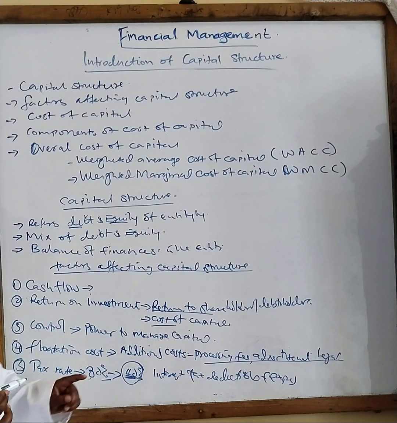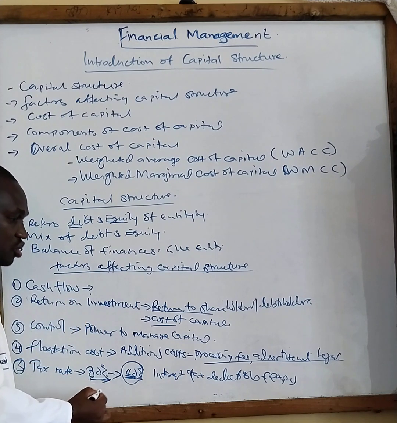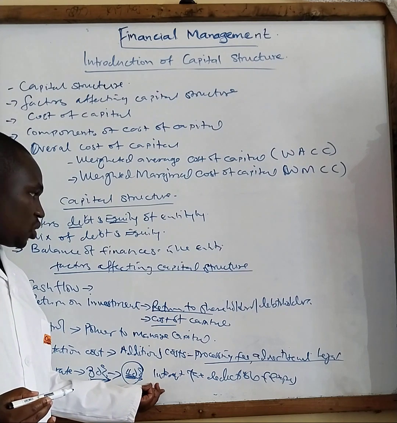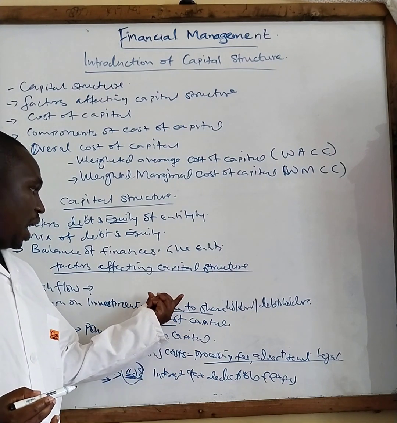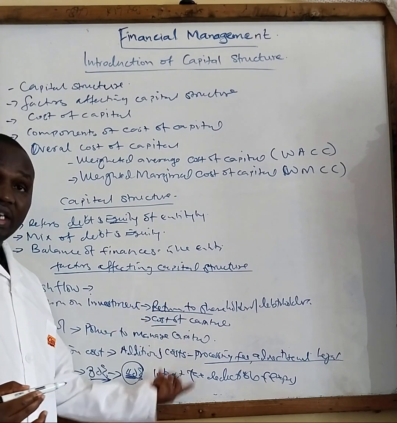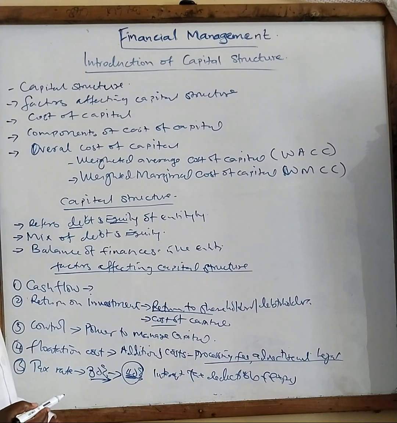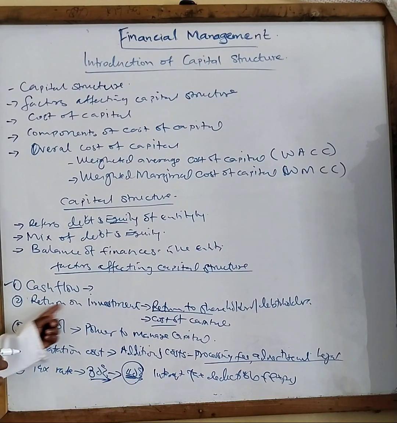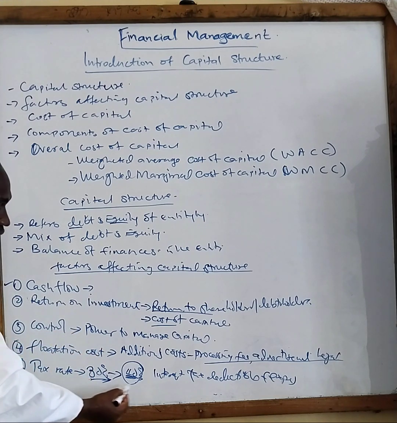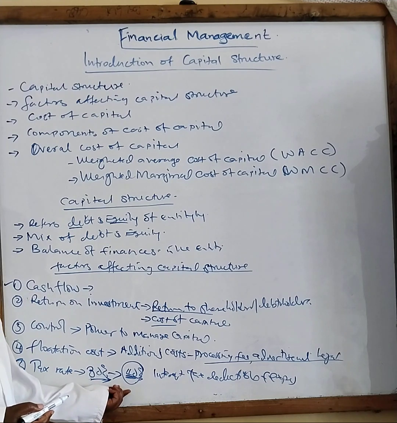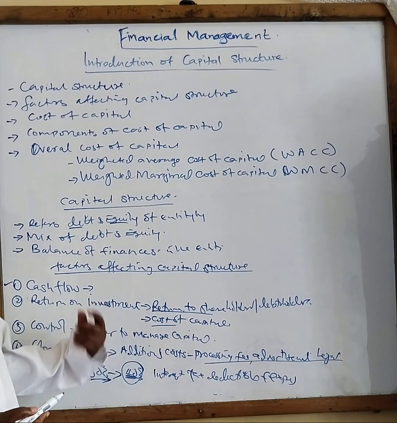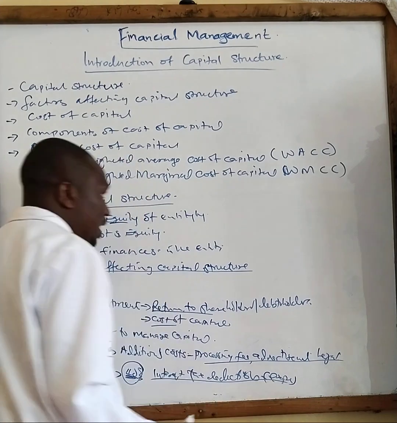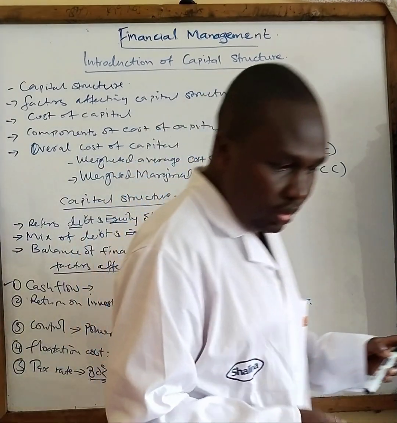I'm going to discuss it in detail later, so let me leave it there. When the tax rate is high, you can recommend the acquisition of a loan rather than equity capital. This is how you are supposed to analyze. So we are saying there are 5 main factors: 1 is cash flow, 2 is return on investment, 3 is control, 4 is flotation cost, then tax rate. The tax rate affects the interest of the organization, which is tax deductible, or can be treated as an expense. Correct.